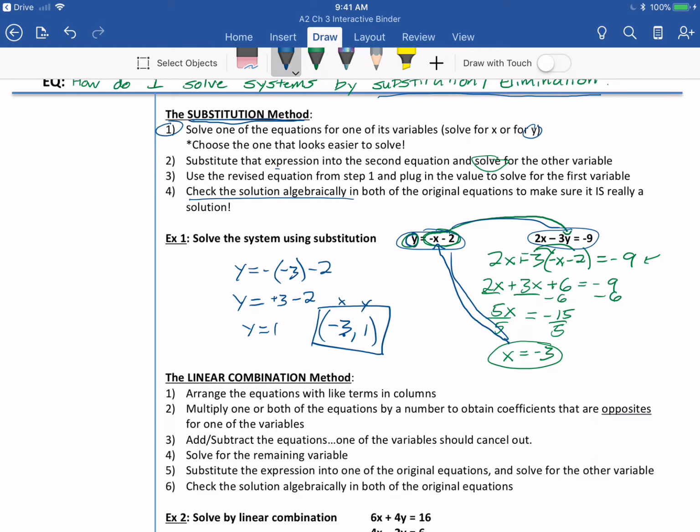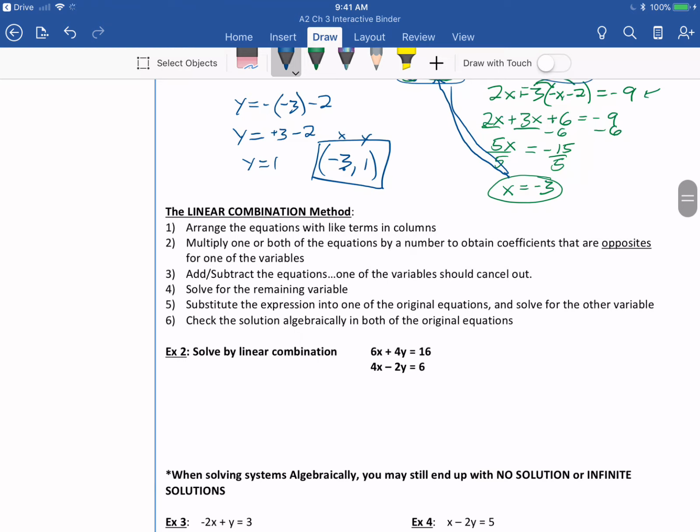All right, awesome. So now the next one is the linear combination method. It says linear combination, but I like to call it the elimination method. Either way works. Elimination and linear combination are the same deal. This one's actually pretty cool, pretty nice once you get the hang of it.